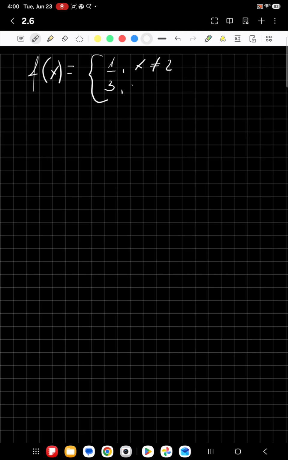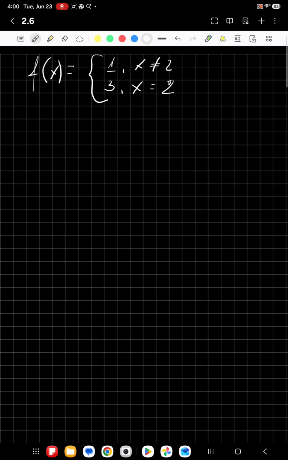So this is the second part of 2.6, and let's start by looking back at some of the examples we just did. Let's start with this one. f of x was a piecewise function: 1 if x is not 2, and 3 if x is equal to 2.